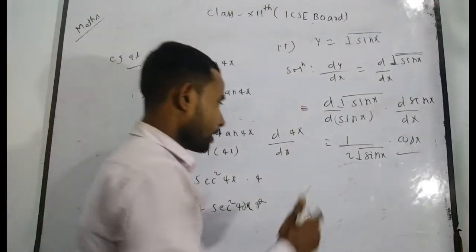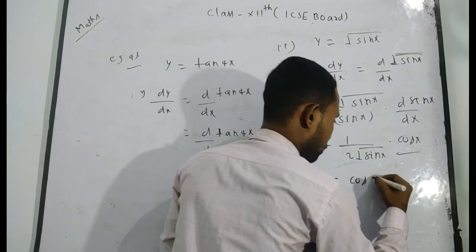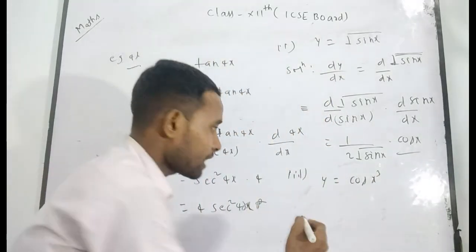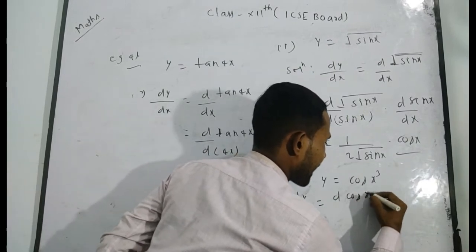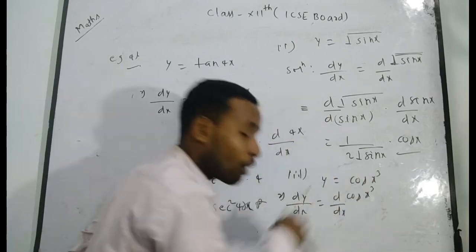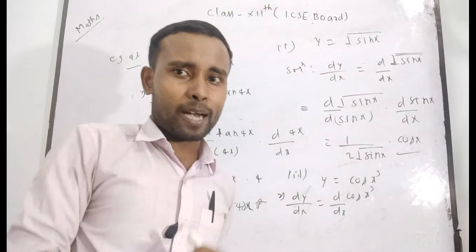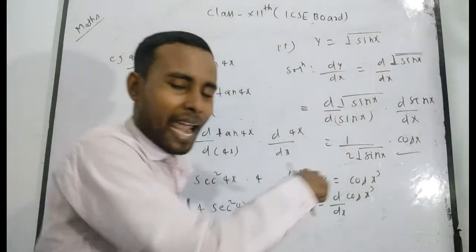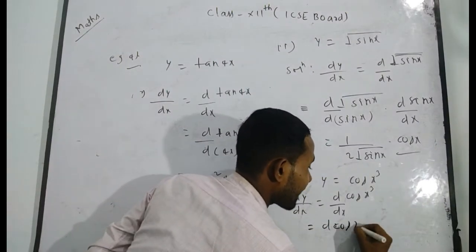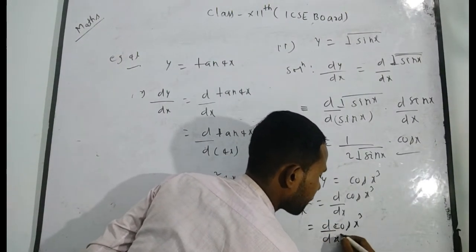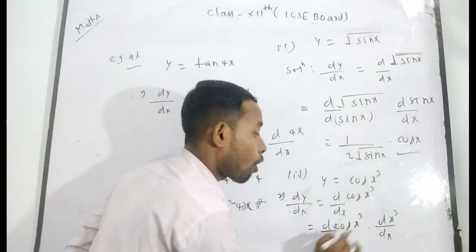Again I want to take the third problem. Third is y is equal to cos x cube. Differentiating on both sides in a similar way, you will get the derivative of cos x cube with respect to x, but it cannot be differentiated directly. Why? Because cos x is differentiated only with respect to x, but in place of x it is given x cube. So first of all, you have to differentiate cos x cube with respect to x cube, and then x cube with respect to x.